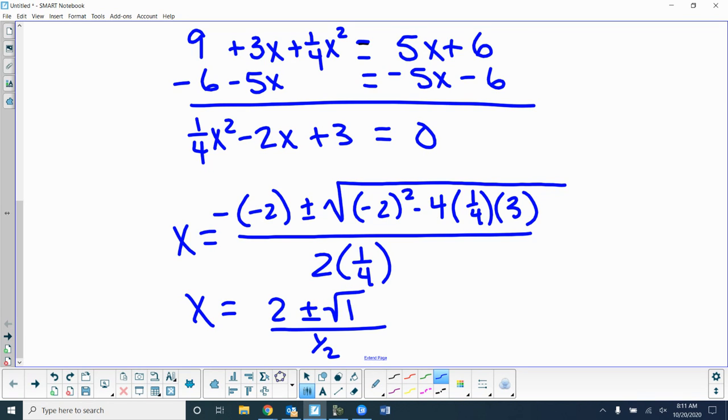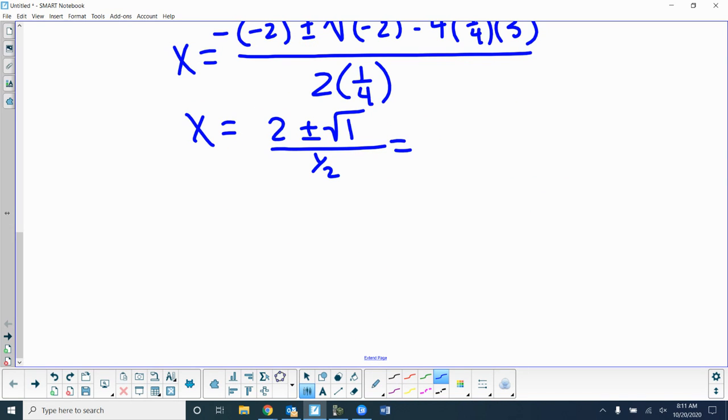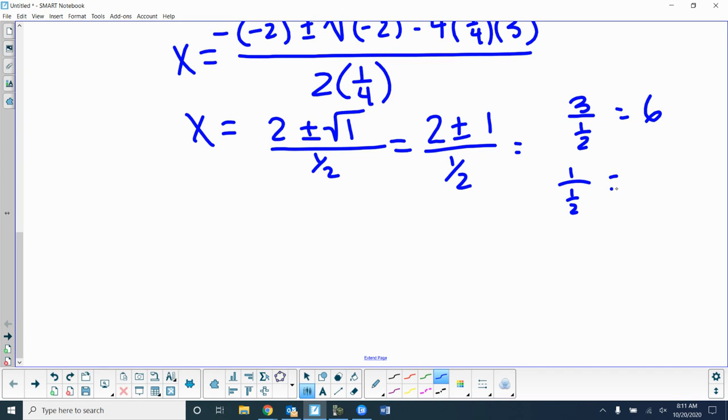What is the square root of 1? Connor, what's the square root of 1? Yeah, very good. You are all over this, right? All right, so I got 2 answers. 2 plus 1, 3 over a half, which is 3 times 2, right? And 2 minus 1 is 1 over a half, which is 1 times 2, 2. 6 and 2. Let's see which one works.